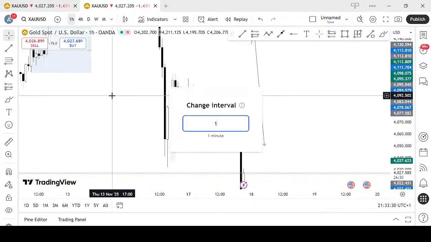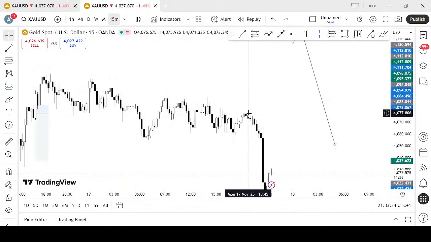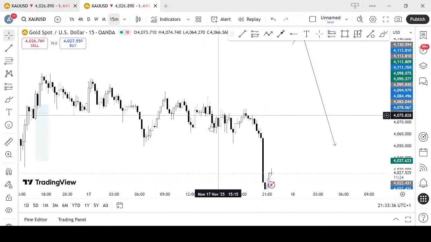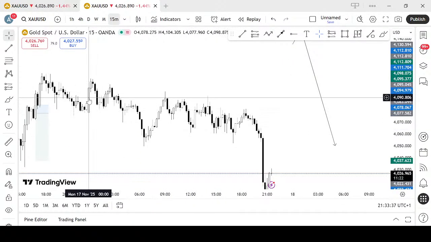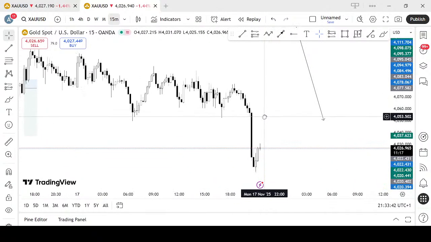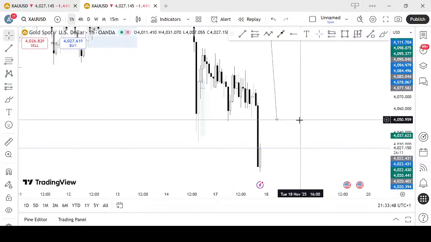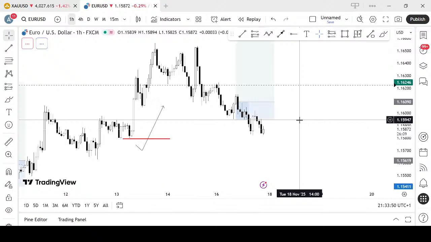And on the 15 minutes, there is no other entry in form of the bearish engulfing, the confirmation entry. Then we saw the fall. So there was no open position on XAUUSD today.